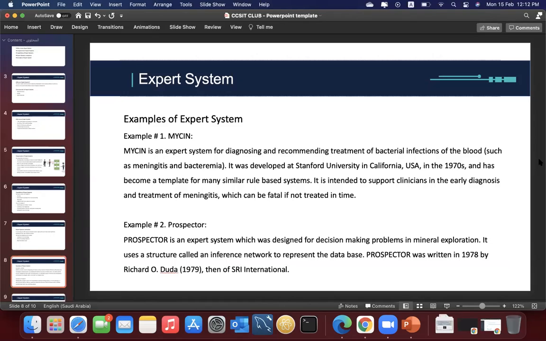Examples of some expert systems. The first example is Mycin, an expert system used for diagnosing and recommending treatment for bacterial infection in the blood. This expert system detects and diagnoses meningitis early, which is life-threatening if not discovered in early stages. The other expert system is Prospector, which is designed for mineral exploration.